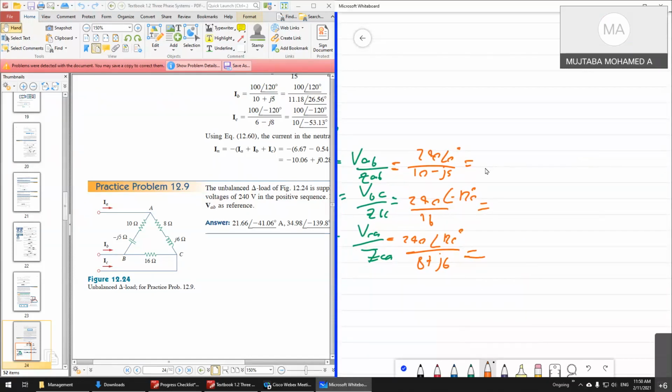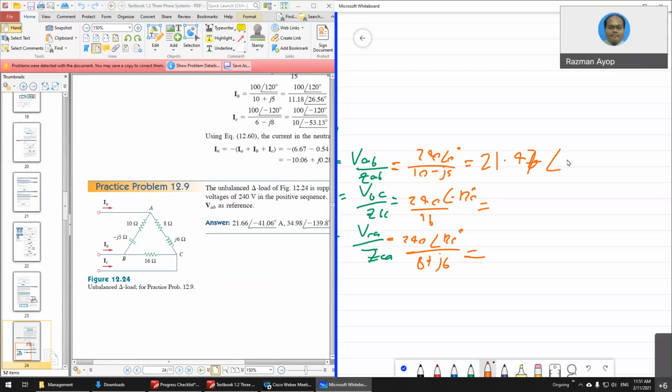So what is the answer? 19.2 plus 9.6j. Is it correct? 240 divided by 10 minus j5. Okay, make sure you get 19.2 plus 9.6j. It should be this one.